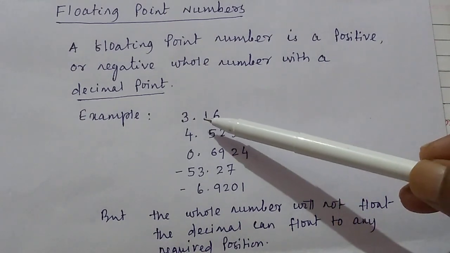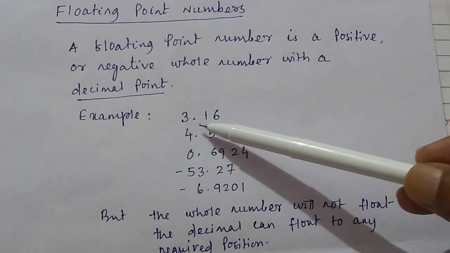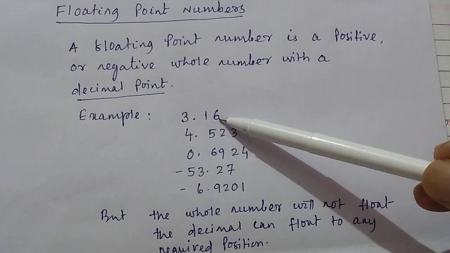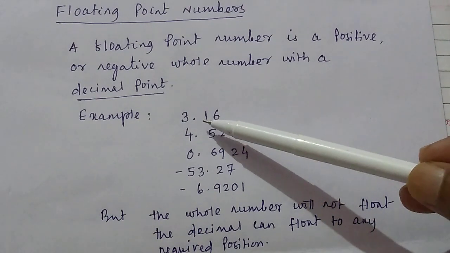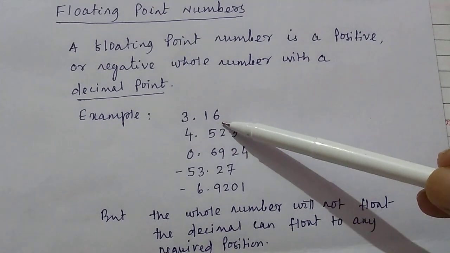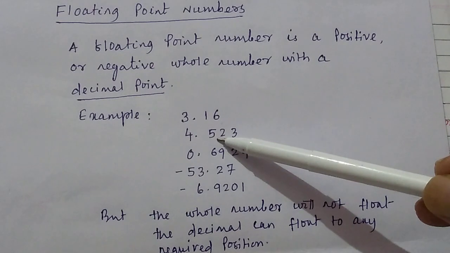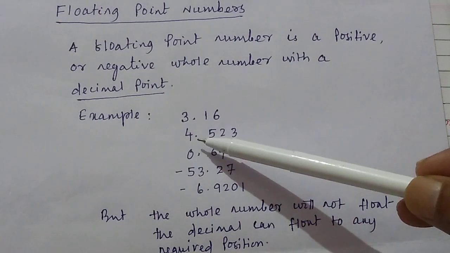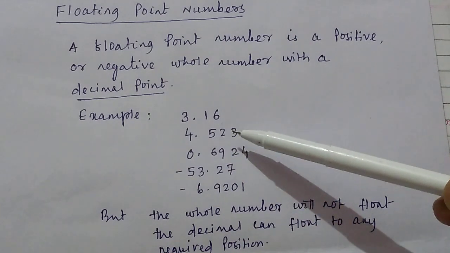3.16. You see, 3 is a whole number and these are the decimal points. 1 is a decimal point, 6 is a decimal point. So this is a positive whole number with decimal points 1, 6. Similarly, 4.523. Here you also have a positive whole number with 3 decimal points.